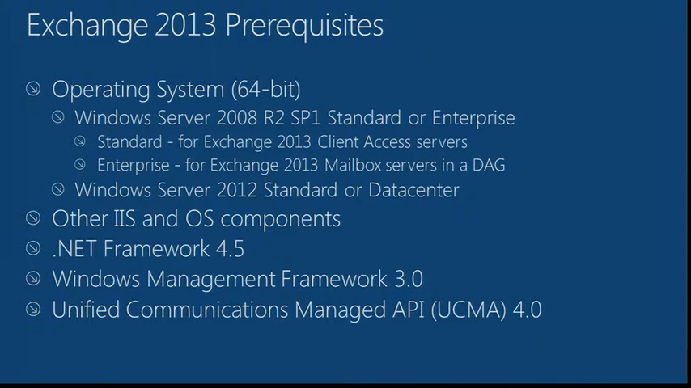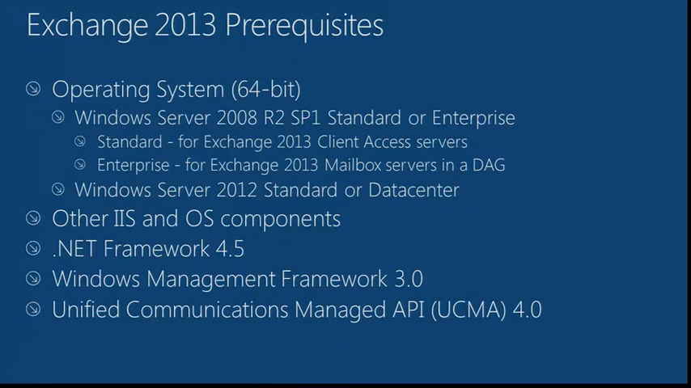Obviously, we're doing a lot of stuff with HTTP. We're doing stuff with Remote PowerShell. We've got other OS and IIS components that we need in there. We're a managed code application, so we need the .NET framework. We need Windows remote management capabilities with Remote PowerShell and those features, so they have to be on the box. And then we also need a component called the UCMA, the Unified Communications Managed API. And that gives us the stack that we need.